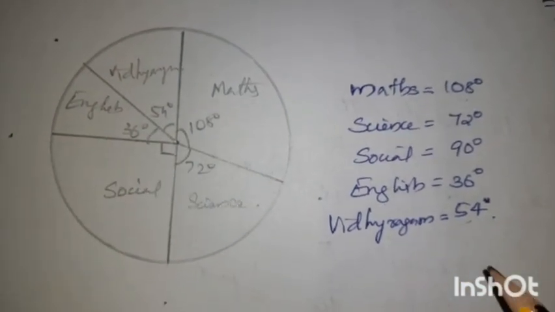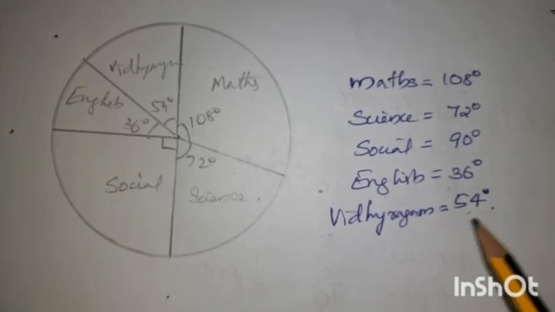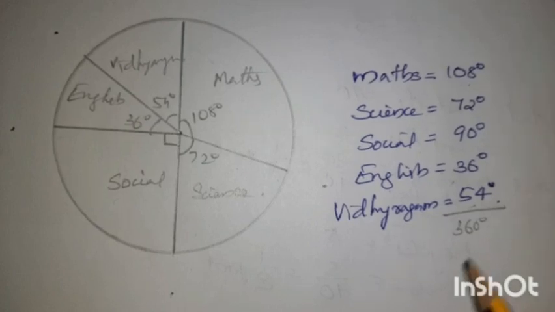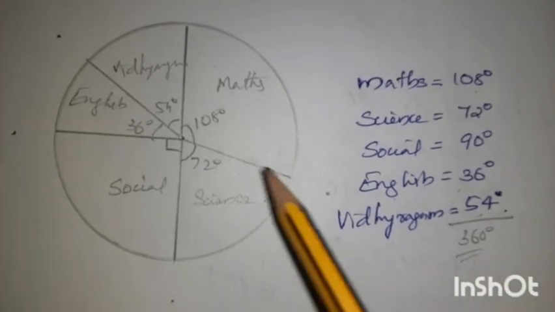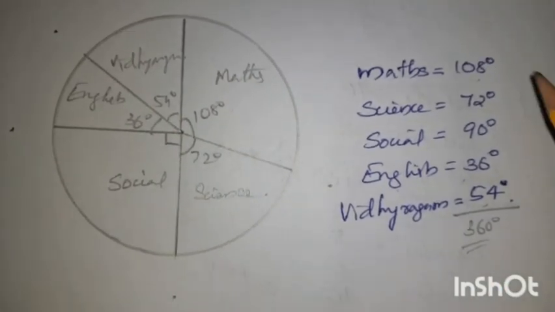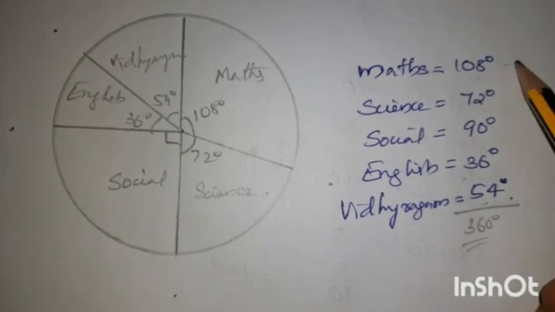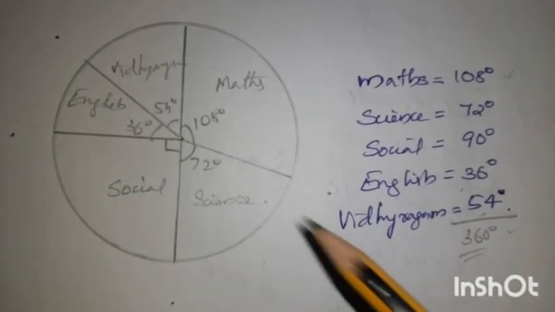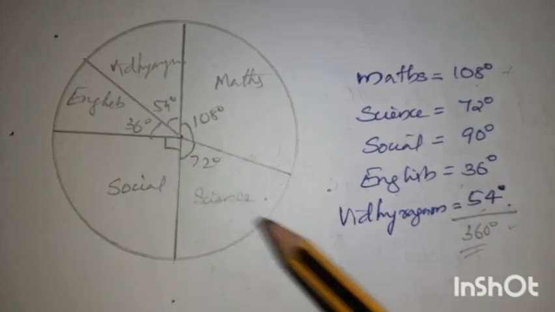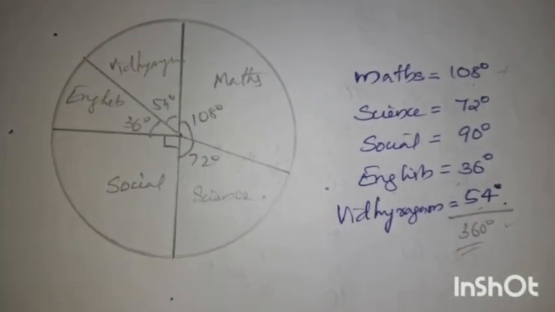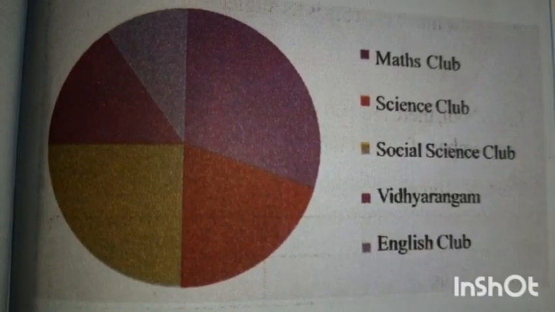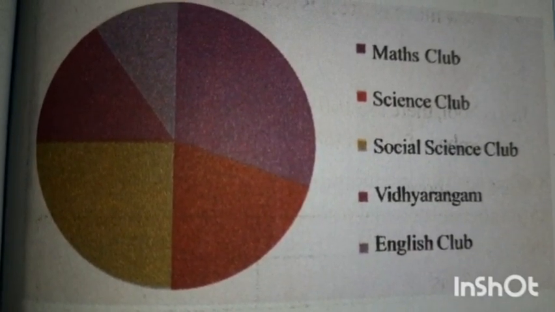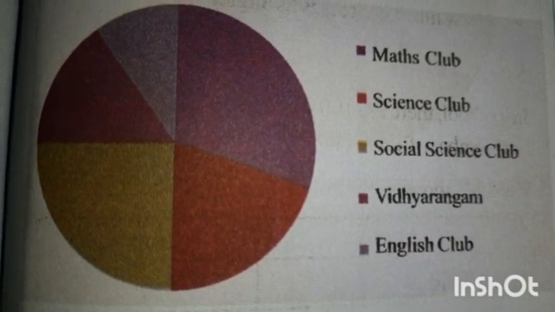After finding out the angles, you add them. If you are getting 360 in total, this is correct. The total angle is 360 only. If you are adding, you are getting 360. This should be correct. Otherwise, there should be some changes, and according to that, you should change it. Like this also, you can do it. You can give different colors for each club to identify them separately.